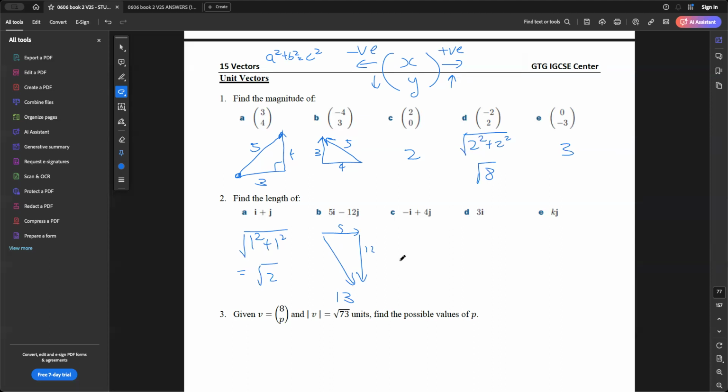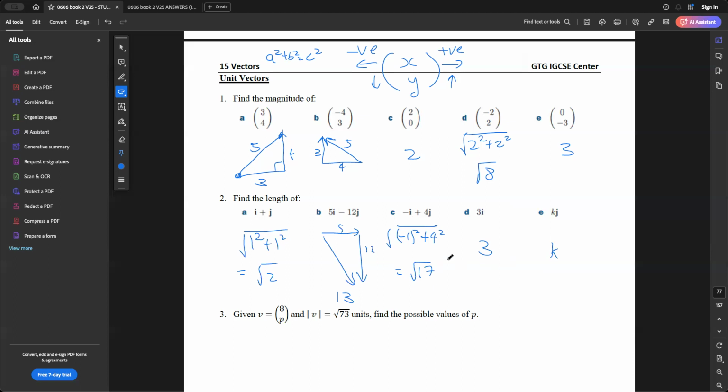Exactly. Glad you realized. Okay, then here also, -1 square plus 4 square, square root this, you will get the answer of square root 17. And it's just 3, and it's just k. Not 15, it's -1 square, the whole thing.